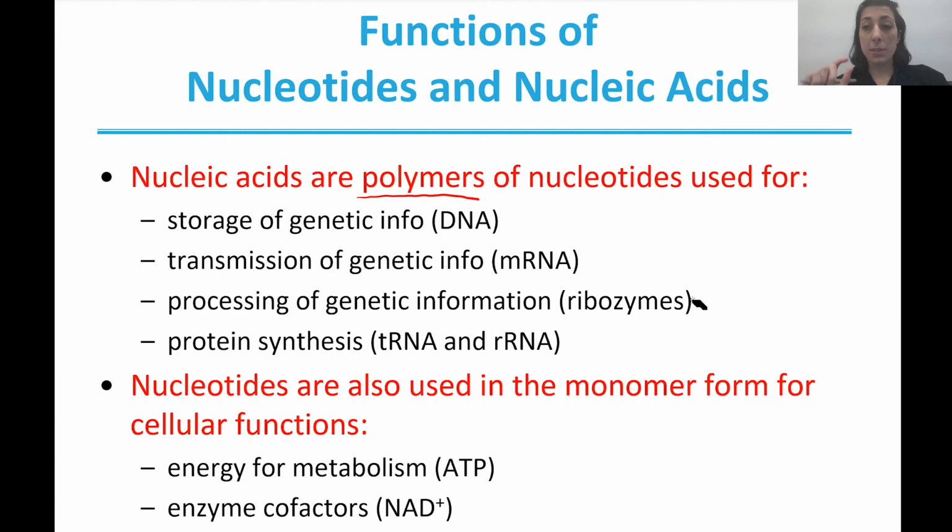Now, sometimes the small units of the nucleotides in their monomer form are also used in our body for cellular functions. One of the most common molecules that we will see is ATP. It's the main energy molecule. It's kind of the currency of energy within our body and in many organisms, not just us as humans. And this is just a nucleotide. It's a monomeric nucleotide.